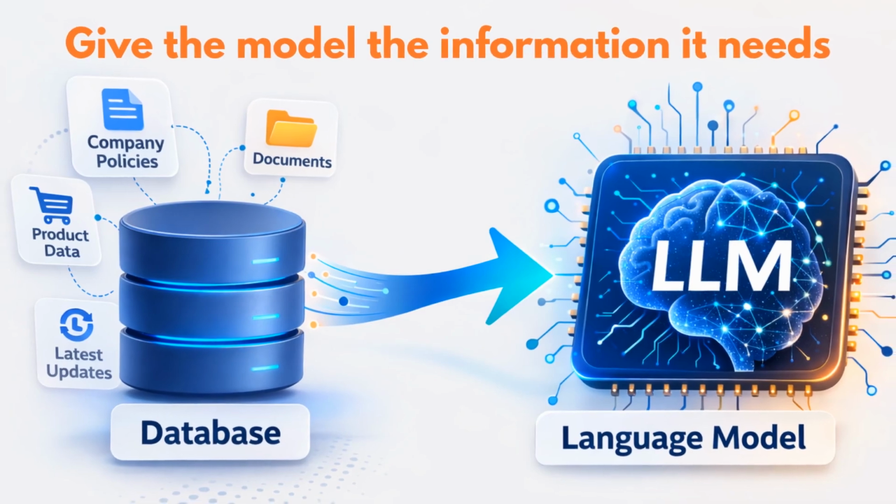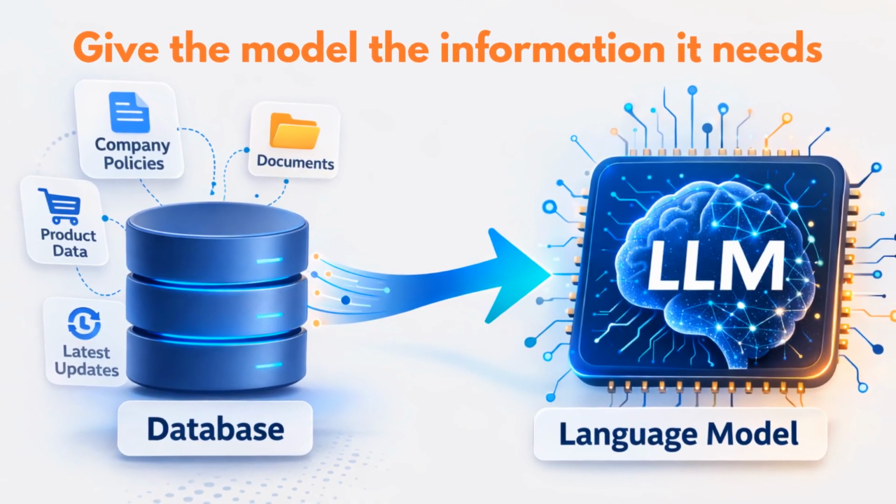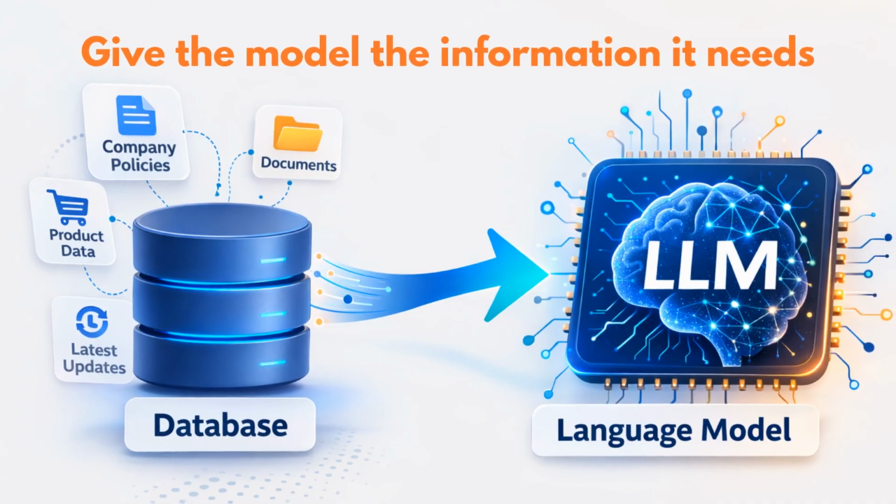The simplest solution is to provide the model with relevant information before it generates an answer. Instead of expecting the model to remember everything, we give it the data it needs at the moment it needs it. This idea is called retrieval-augmented generation.